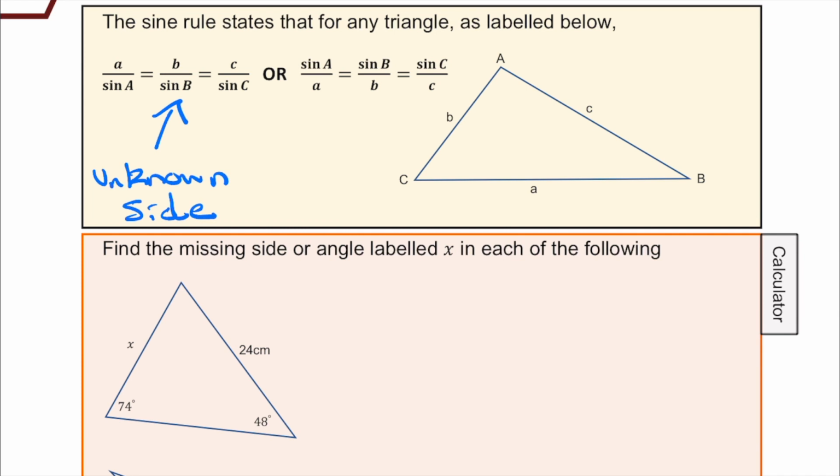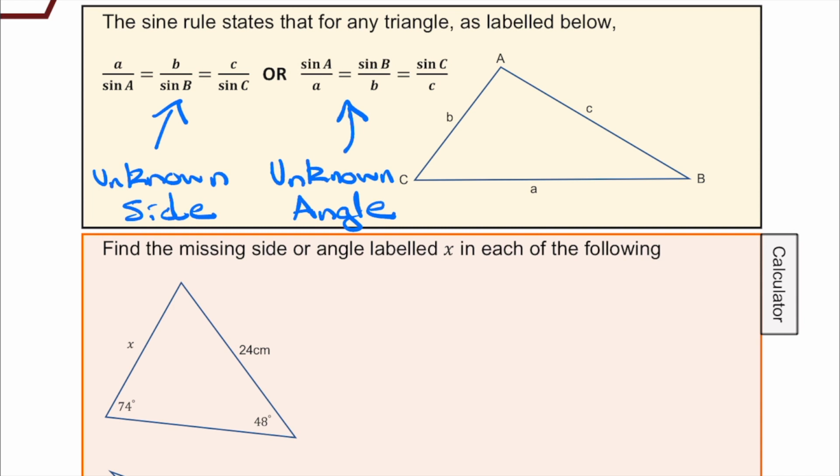And when you flip the fractions the other way, it's easier to use that form when you're trying to find an unknown angle. So essentially, whatever you're trying to find, make sure that's on the top of the fraction. So if you're trying to find a missing side, make sure they're on the top. If you're trying to find a missing angle, make sure that they're on the top instead.